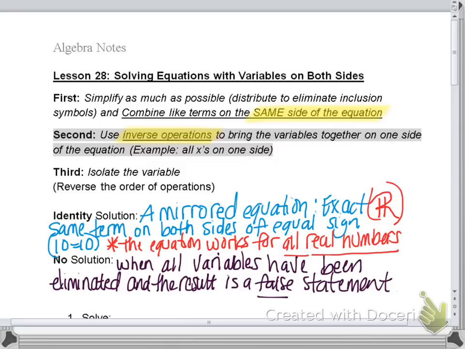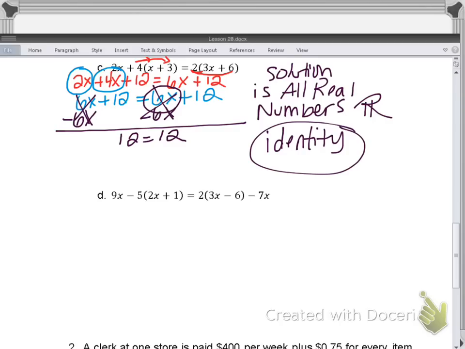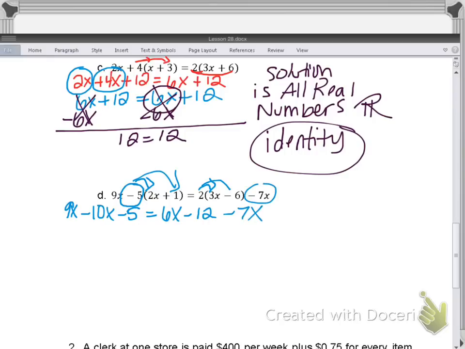We're going to look at example D on your notes. So the first step is always to get rid of the inclusion symbols. So we'll start off by writing down 9x, and then we have a minus 5 that we're going to be distributing. So this is negative 5 times 2x, which would be negative 10x. Negative 5 times 1, which would be negative 5, equals, and we're going to distribute 2 times 3 is 6x, and 2 times negative 6 is negative 12, and then we have this 7x as well.